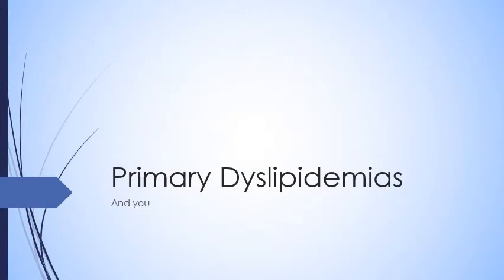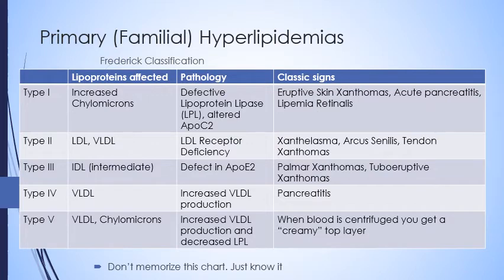And now we're finally to the primary dyslipidemias. Again, these are the ones that are not necessarily acquired, they're genetic. So here are the different types for the Fredrickson classification of primary or familial hyperlipidemias. You don't have to know all of these. I just put these on here so you can be familiar with the different types of pathology involved. You can see there are some that are involved with that LPL that we had talked about in the past, and a lot of them have to do with LDL receptor deficiencies or problems, or increased VLDL production.